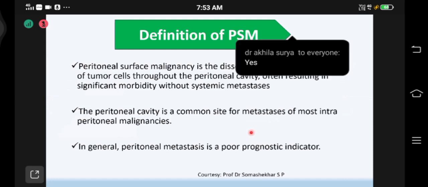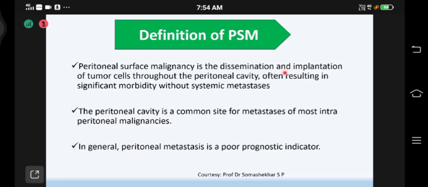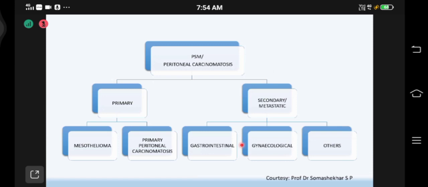Peritoneal surface malignancy is the dissemination and implantation of tumor cells throughout the peritoneal cavity, often resulting in significant morbidity without systemic metastasis. I hope the definition is quite clear. The peritoneal cavity is a common site for metastasis of most intraperitoneal malignancies. In general, peritoneal metastasis is a poor prognostic indicator. So it becomes essential for us to detect, diagnose, and then quantify it.